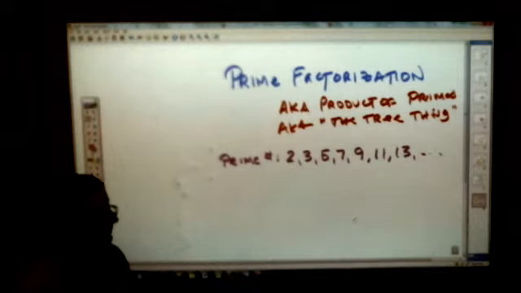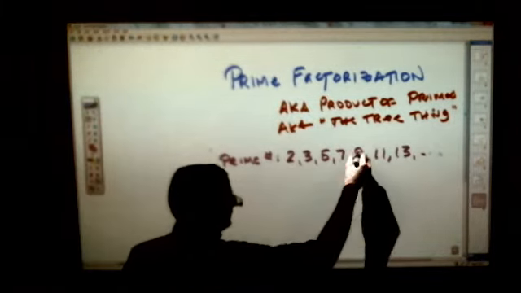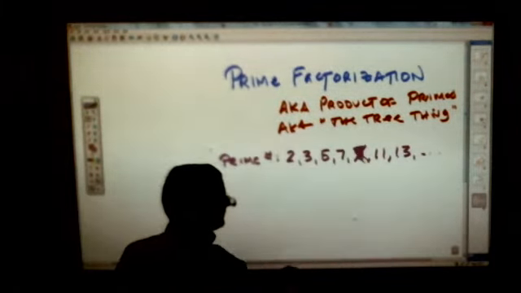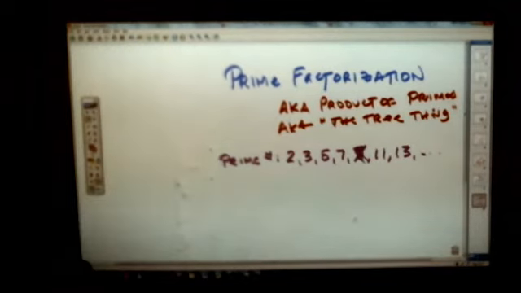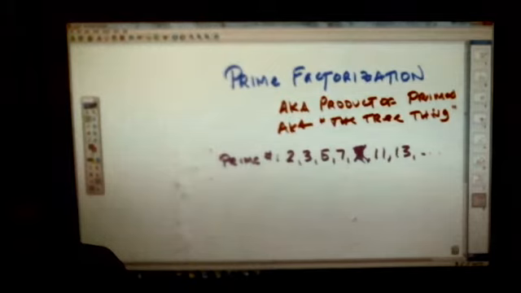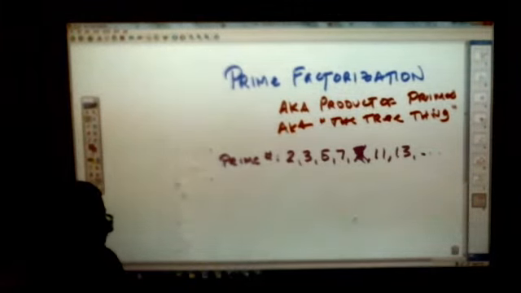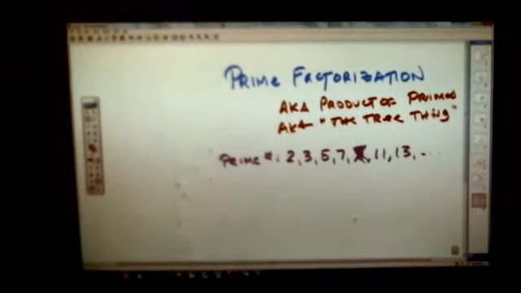Wait, do I have that wrong? Isn't 9? Oh, I'm sorry, 9 is not a prime number. Let's skip the 9 part of that.